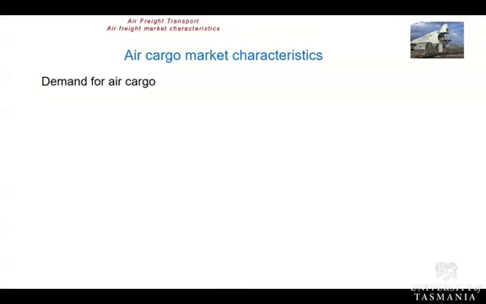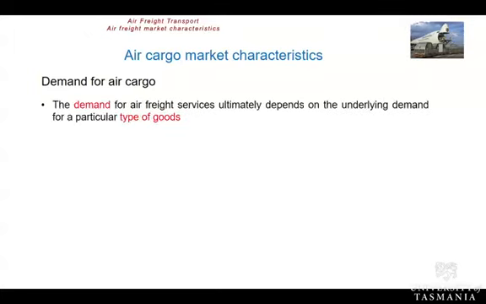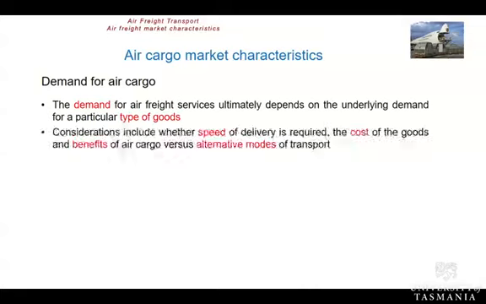So I guess one of the key issues when it comes to demand for air cargo, as I said before, is understanding the commodities that are carried. Because in many ways, demand for air cargo is a byproduct of a demand for a particular type of good. So there are particular types of goods that are in demand, and with considerations such as speed of delivery, the cost of those goods, the benefits of air cargo versus other forms of mode to move that cargo, goes into that decision-making process.